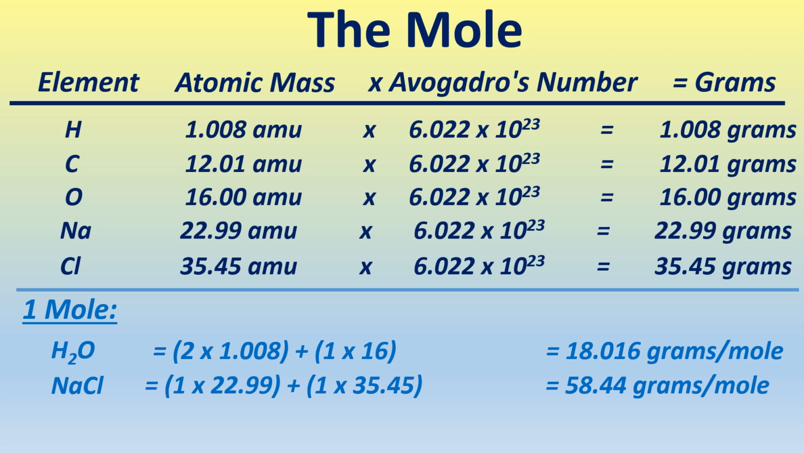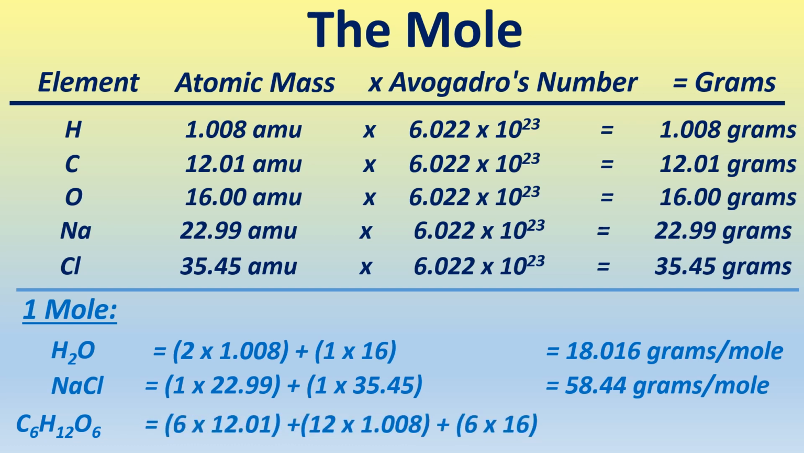Even when one gets to more complicated compounds, such as simple sugars, C6H12O6 has 6 carbons, 12 hydrogens, and 6 oxygens. So that would be 6 times 12.01, and 12 hydrogens, 12 times 1.008, and 6 oxygens, 6 times 16, would give glucose 180.16 grams per mole as the molar mass.